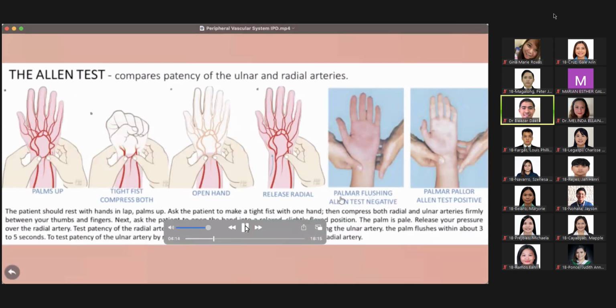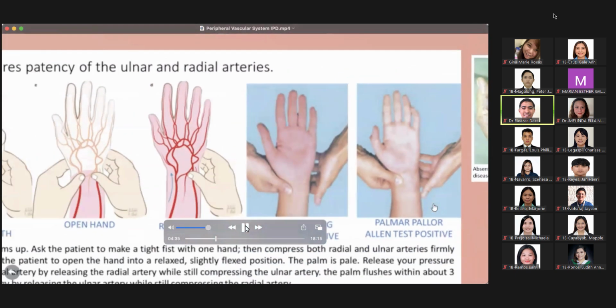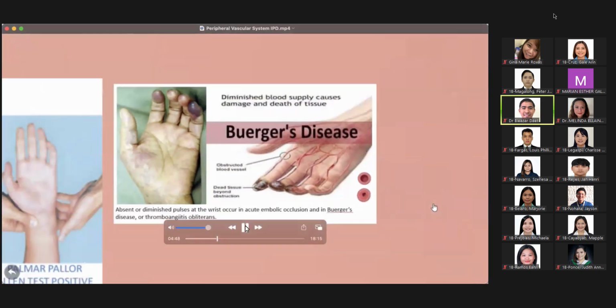Usually, if there is palmar flushing, the Allen test is negative. But if there is pallor, the Allen test is positive. It means there is already a problem in that area. For Buerger's disease, they have absent or diminished pulses, which can occur in acute embolic occlusion or in Buerger's disease.